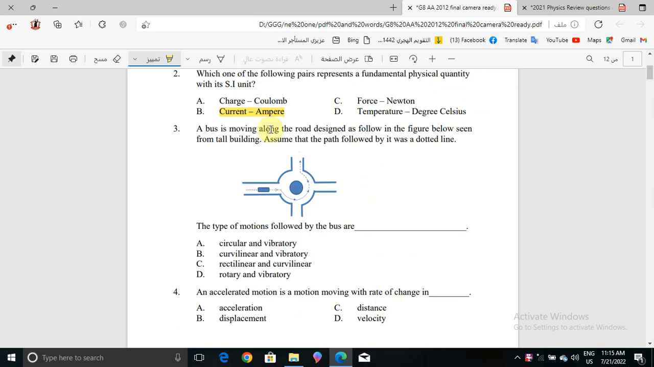Now, question number 3, what we have here, a bus is moving along the road designed as follow in the figure below seen from the building, okay? Assume that the path followed by it was a dotted line. So the type of motions followed by the paths are what? Circular and vibratory, curvilinear and vibratory, or rectilinear and curvilinear, or rotary and vibratory. The correct answer, it will be what? Rectilinear and curvilinear, right? So the correct answer for question number 3 will be choice C.